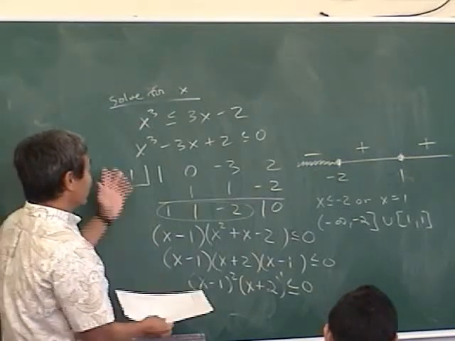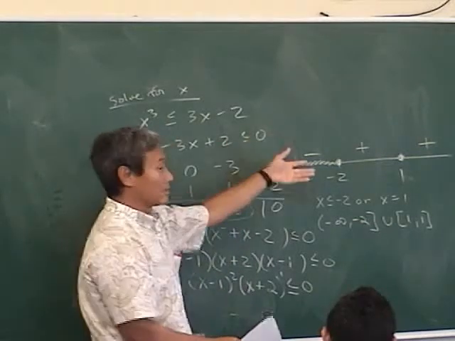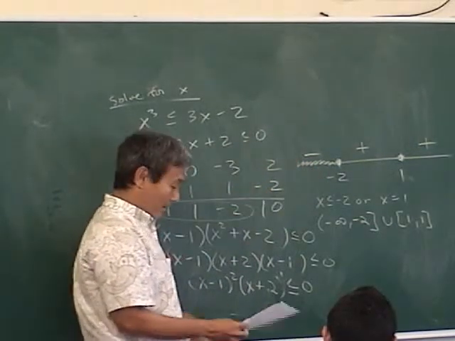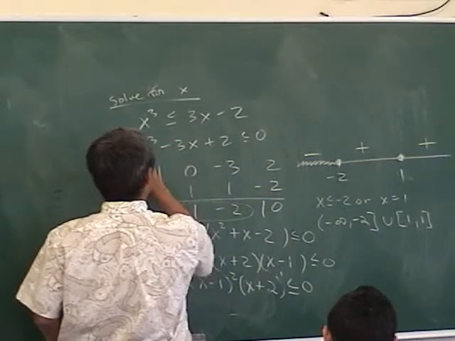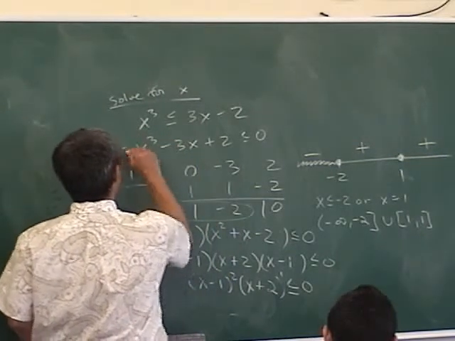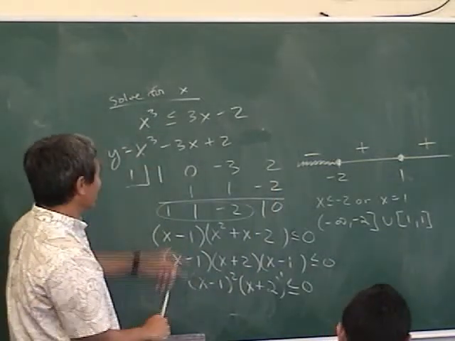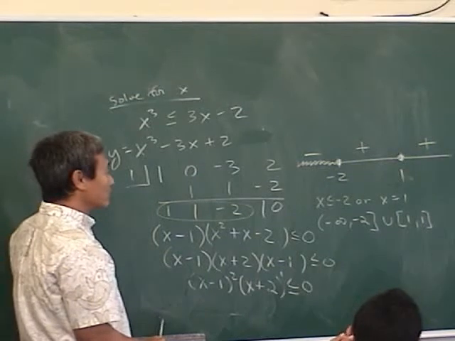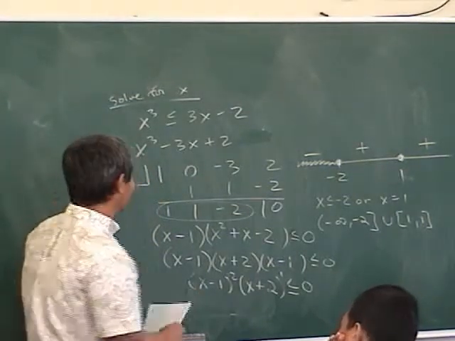So you do the exact same thing. The only thing different when you have an inequality is you make a number line. That's the only thing different. And what if you had to graph y equals this? Because some of you get two problems where you have to graph y equals. What would you do? You do synthetic division to factor it like this.